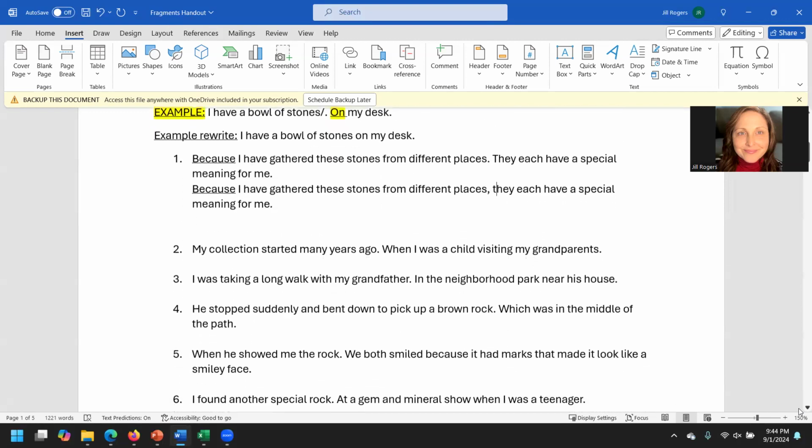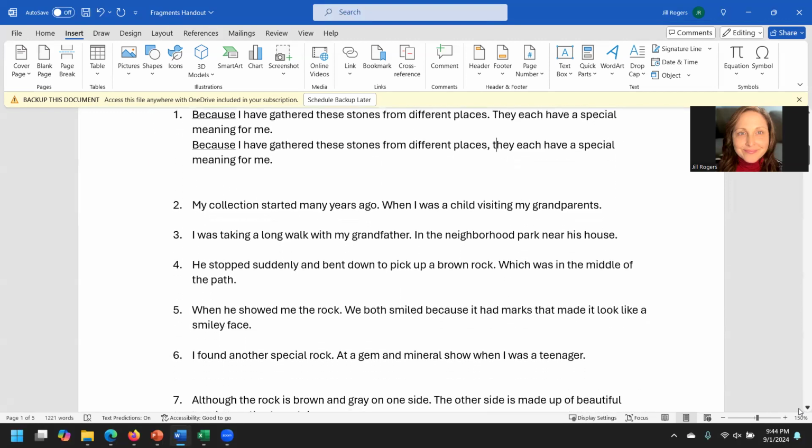I'm going to let you do two, but I'm going to do another preposition. So I'm going to skip two. That's for you to do on your own. I was taking a long walk with my grandfather in the neighborhood near his house. Oh, so these are easy. I think people have an easier time when they're correcting these. So I see that the preposition is here. So let's read the sentence. In the neighborhood near his house.